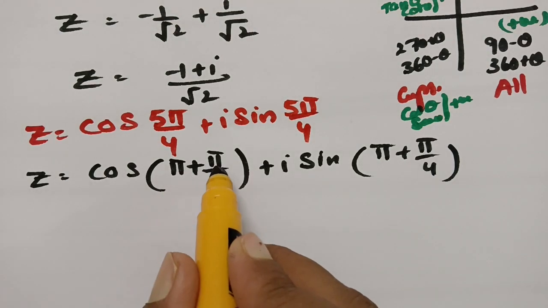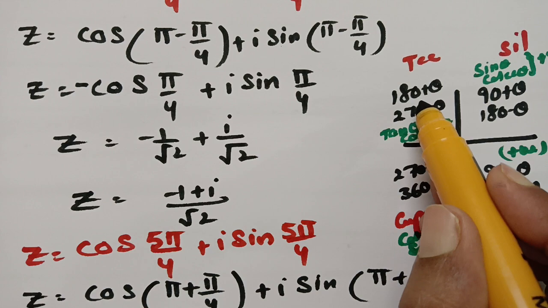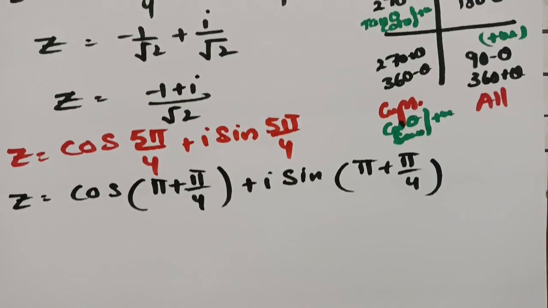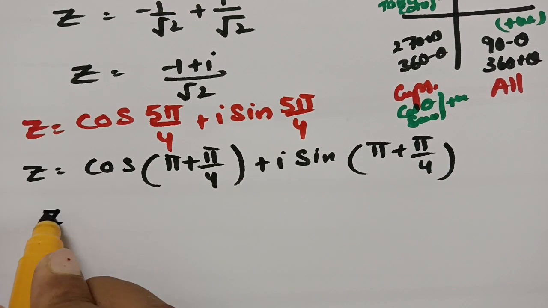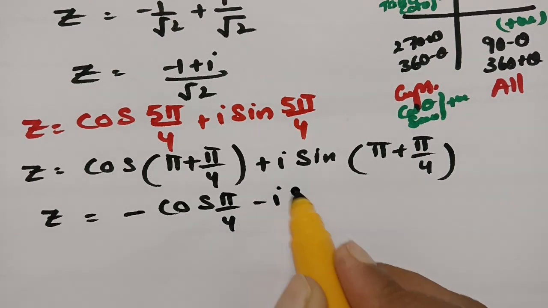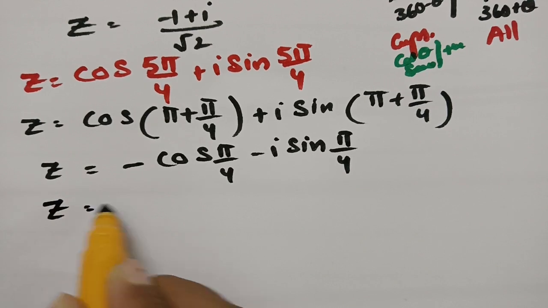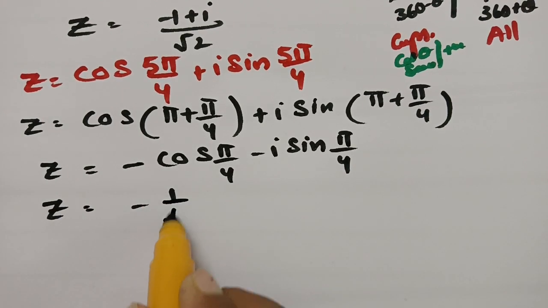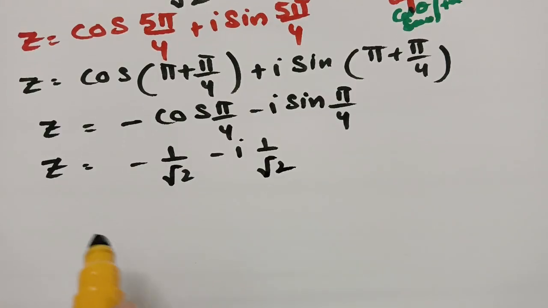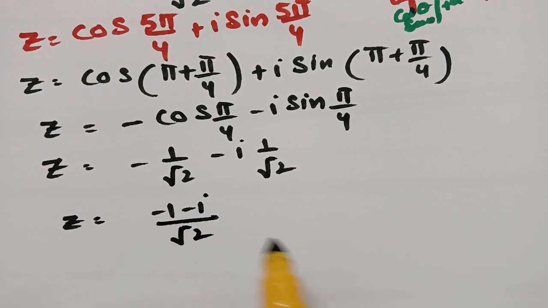And see here, this is 180 plus theta. If you go with 180 plus theta, here only tan and cot are positive, and the remaining are all negative. So we get minus cos pi by 4 minus i sin pi by 4. Pi by 4 value, I said, is 1 by root 2. So this is minus 1 by root 2 minus i times 1 by root 2.